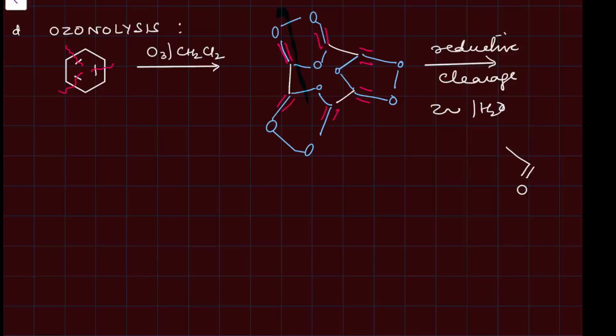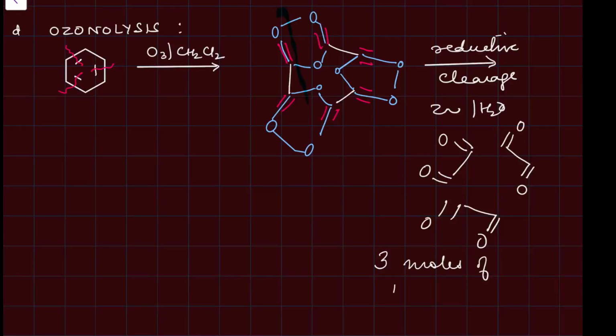And a double bond here. Similarly, double bond, single bond, and double bond. Third one, double bond, double bond. So we get 3 moles of ethane-1,2-dial, or glyoxal.